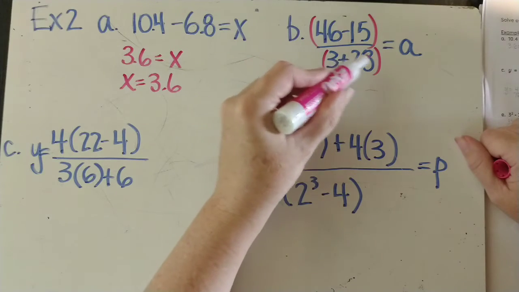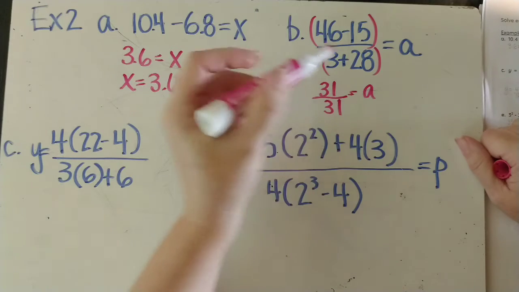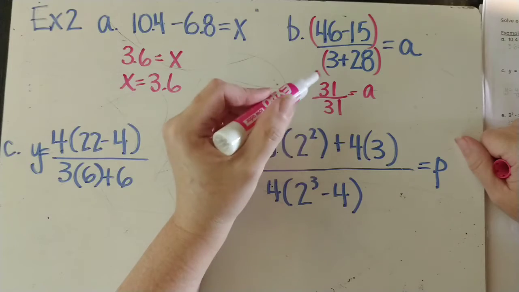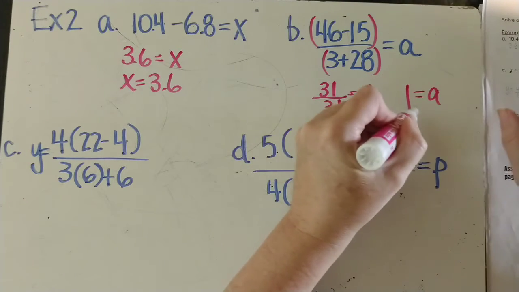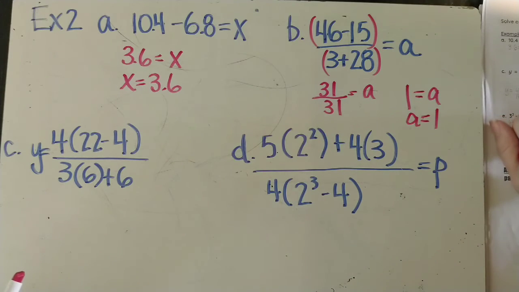And 3 plus 28 is 31. This equals A. Is this simplified? You should know that the number divided by itself is 1. So you can have 1 equals A or A equals 1.